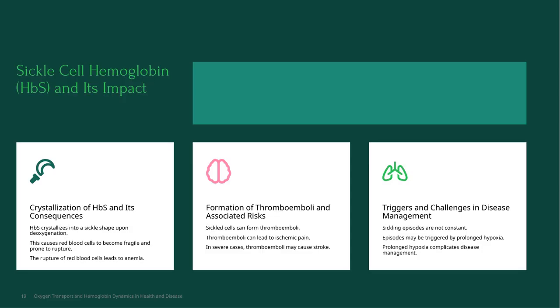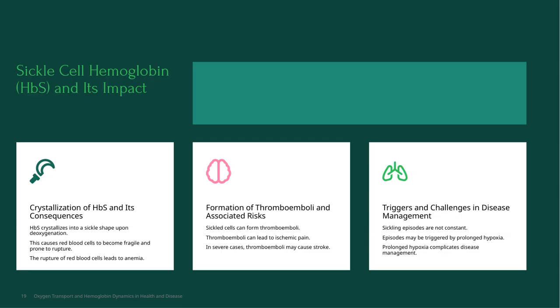Let's take a closer look at what happens at the molecular level with HbS, or sickle cell hemoglobin. When oxygen levels drop, HbS tends to crystallize, and this crystallization causes the red blood cells to take on a sickle or crescent shape. This change in shape makes these cells much more fragile and prone to breaking apart. When red blood cells rupture, it leads to anemia, which is a shortage of healthy red blood cells that our body needs to carry oxygen effectively.